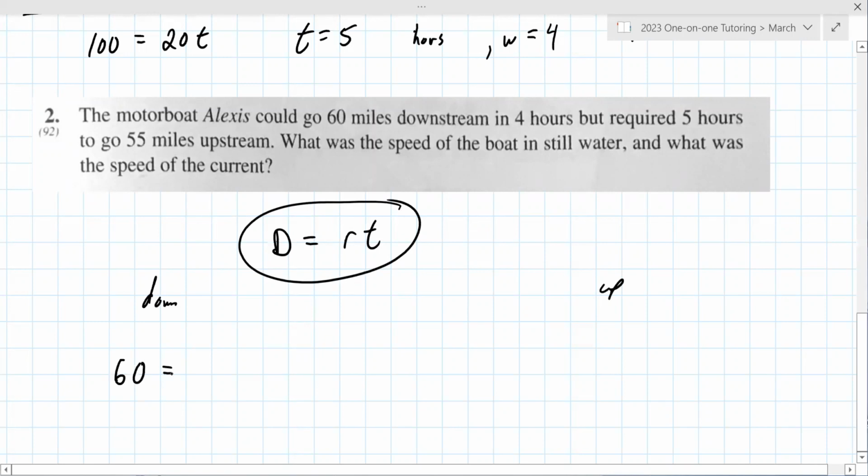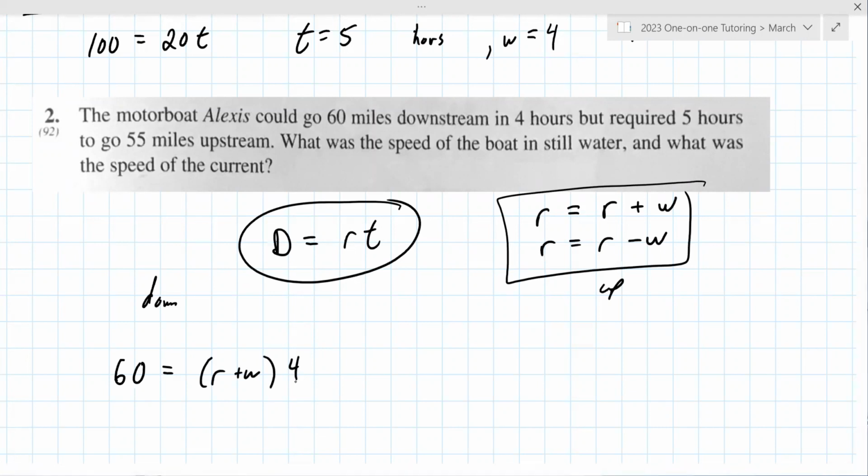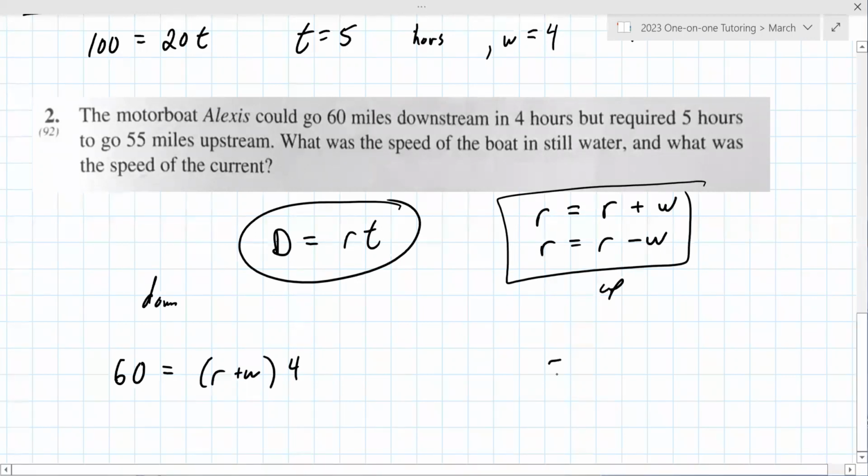Okay, so I see you're using subscripts. You want to think of the rate as being rate plus W and rate minus W. Like this is the more standard way to do it. Not using these subscripts, at least not in this course. I mean, Saxon uses them, but so here's what I was looking for. Something like R plus W times 4. That's what I was looking for. Gotcha. All right. So then that'd be 55 equals r minus w times 5. Good.